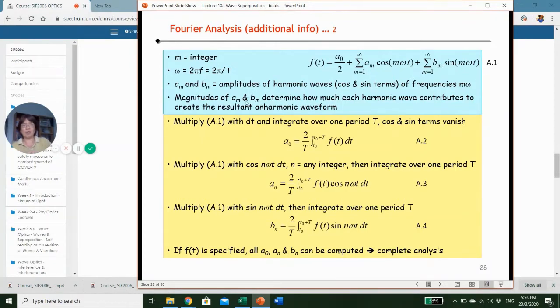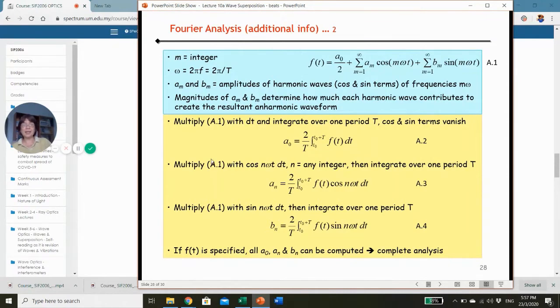So what we do is, if we were to multiply the series with dt and integrate it over a period T, this cosine and sine term will vanish, because when you integrate over one period, this cosine and sine term will take values distributed between -1 to 1. So when you add them up, they vanish. We will then be able to obtain A0, which will be equal to 2 times the integration of the series over one period, starting from t0 to t0 plus T, and divided by T here.